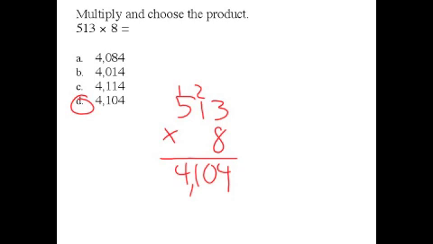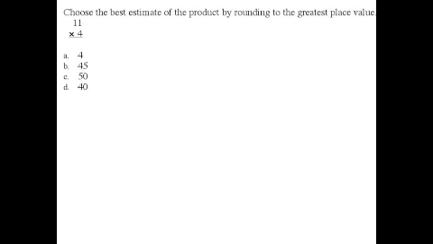This question is brought to you by Sydney and Michelle. Choose the best estimate of the product by rounding to the greatest place value. Round 11 to 10, and since the 4 is lower than 5, don't change it. Then do 10 times 4. The answer is 40.